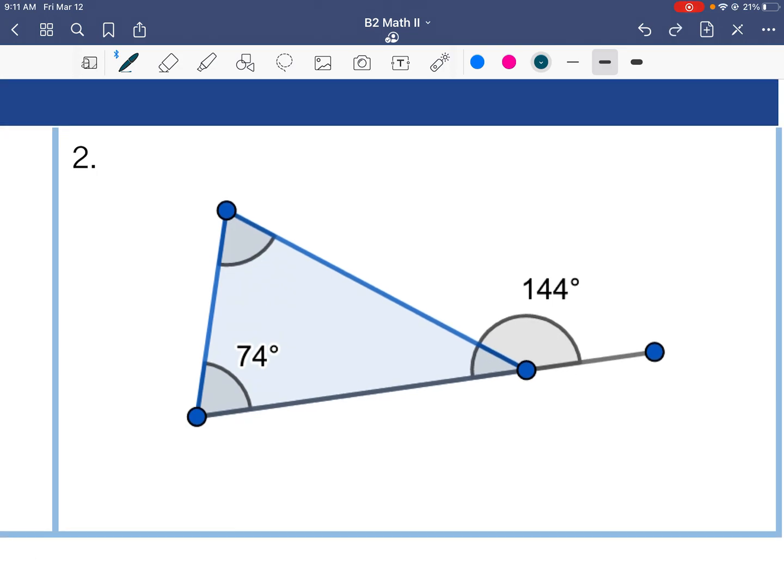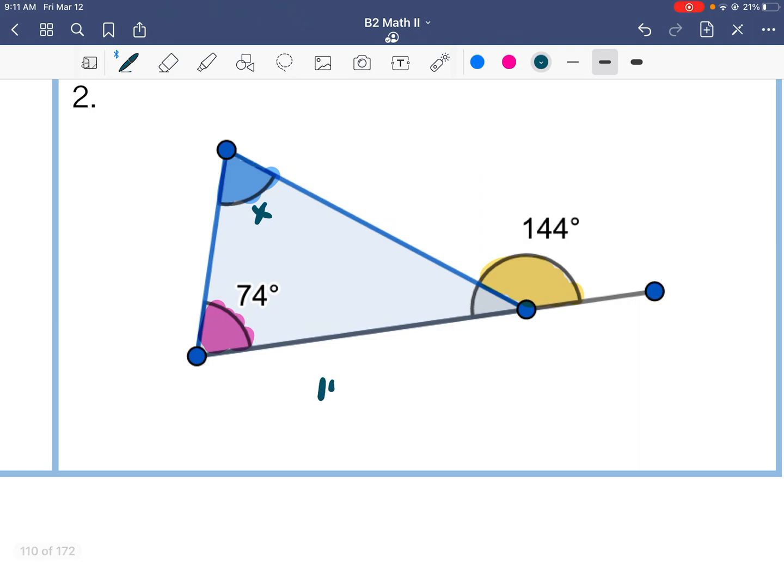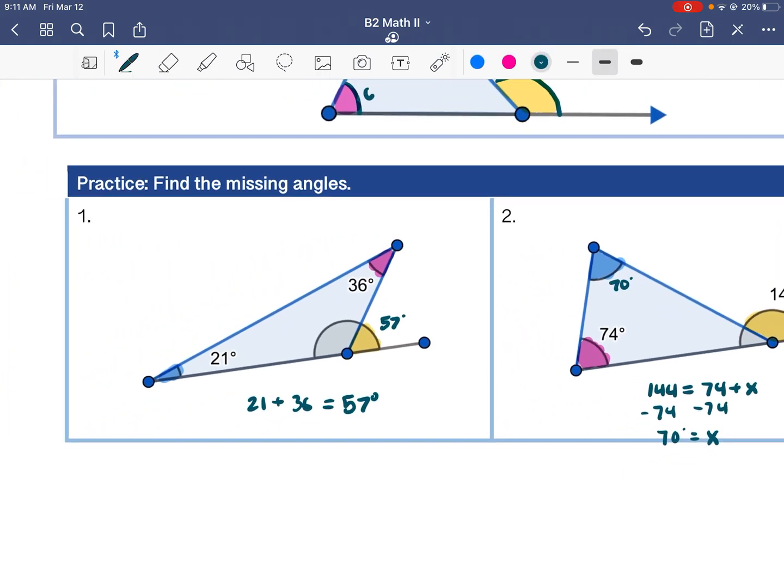This one gives us the outside angle, but not this one on the inside. So we have a missing angle there, and then these two. So I'm going to name it X just for the sake of being algebraically sound there. So we have 144 equals 74 plus whatever X is. So algebraically we can take away 74 from both sides and we get 70, I think. Yeah. 70 degrees equals X. So X is 70 degrees.